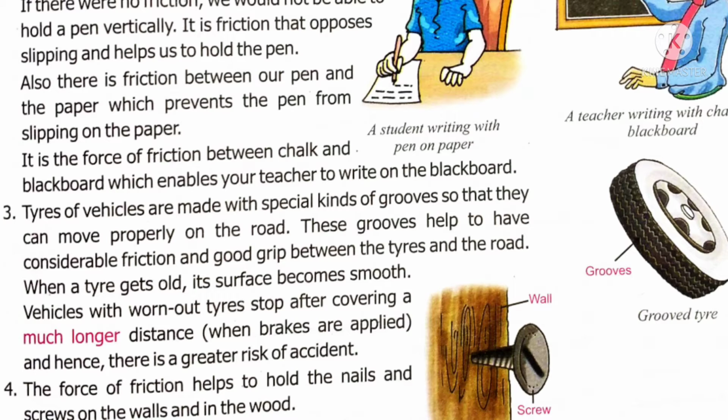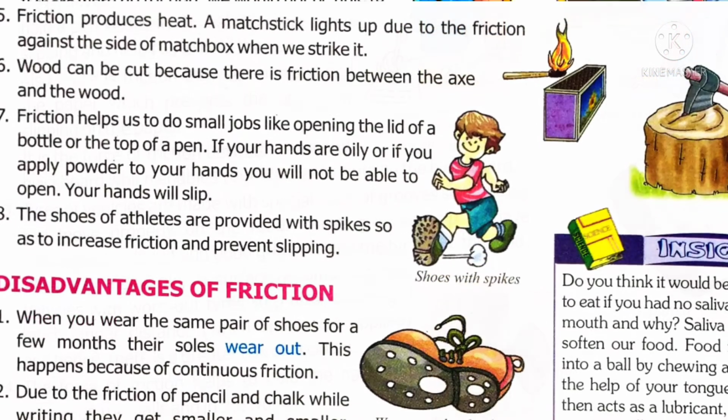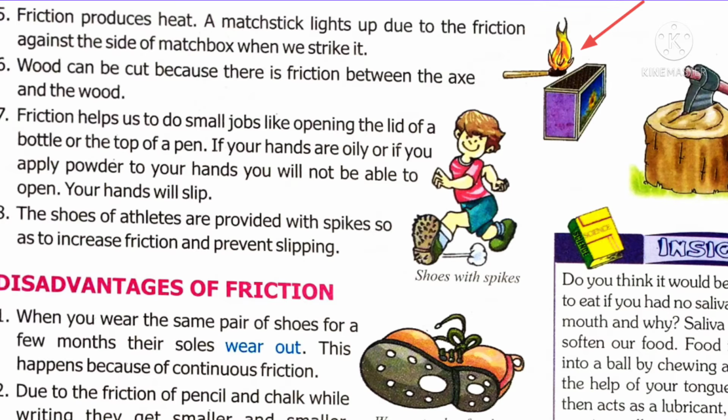You are, with great force, driving a nail into the wood. What will happen? Due to friction, there will be a stronger grip between these two surfaces. Such friction holds the nail in the wall and the screw in the wood. A matchstick lights up due to friction against the side of the matchbox when we strike it. Heat is produced due to friction, which provides the ignition temperature for the matchstick to burn. Wood can be cut because there is friction between the axe and the wood. We are opening the book, we are opening the lid of the bottle. All this is because of friction between two surfaces.